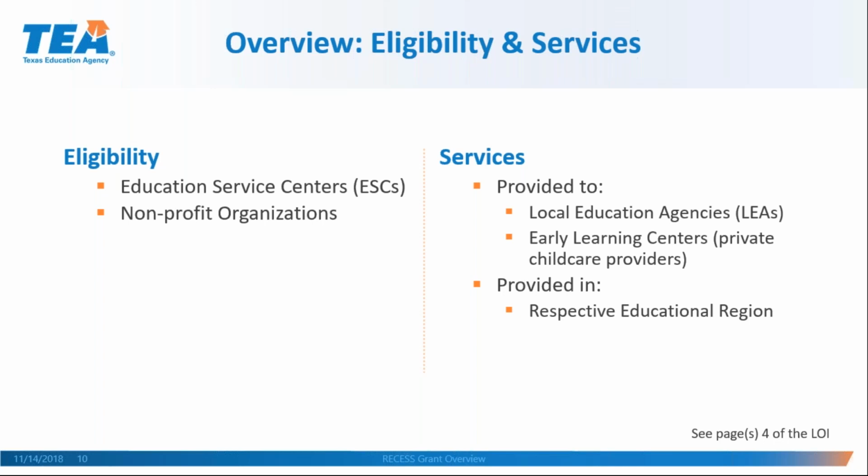Dependent on the number and quality of applications, TEA aims to choose no more than one grantee per initiative per region in order to diversify the impact of the grant. Applicants must score a minimum of 65% of the total points on the LOI application to be considered. Selected grantees will primarily provide services to LEAs and early learning centers or private childcare providers in their respective educational region.